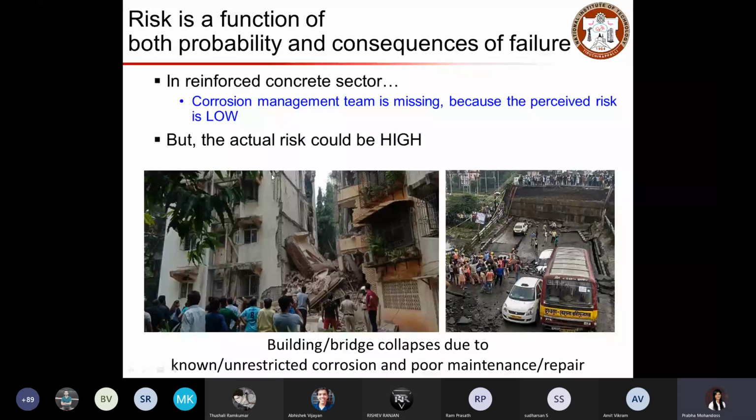And here is another example where a bridge structure collapsed. What this indicates is that the corrosion management team is missing, and because of that, the perceived risk is low. If we have a proper managing team and monitor our structures regularly, then the risk involved in failure can be reduced.